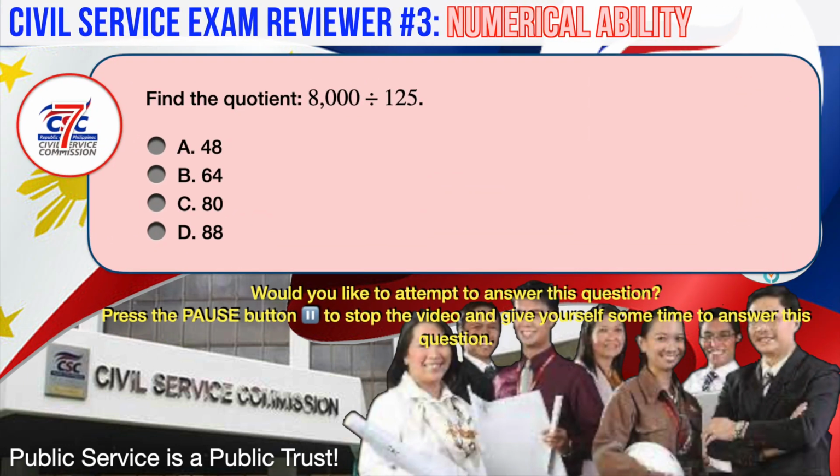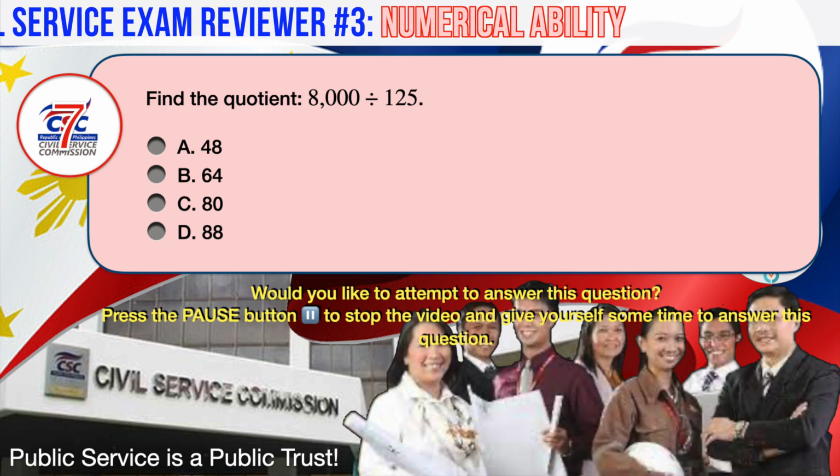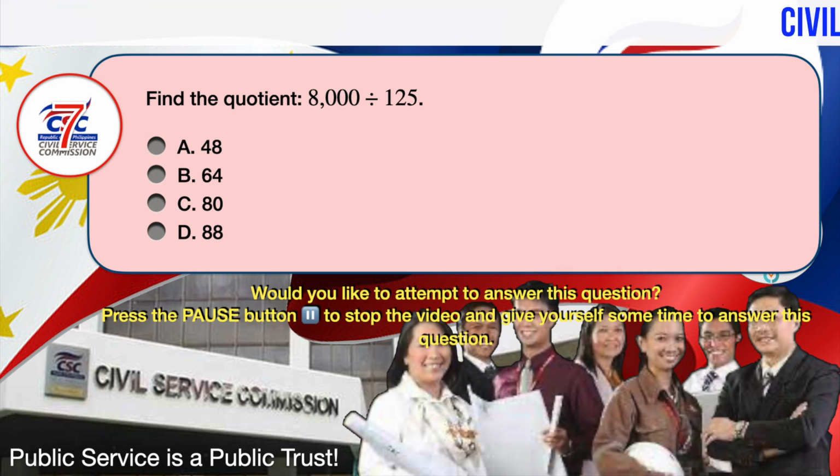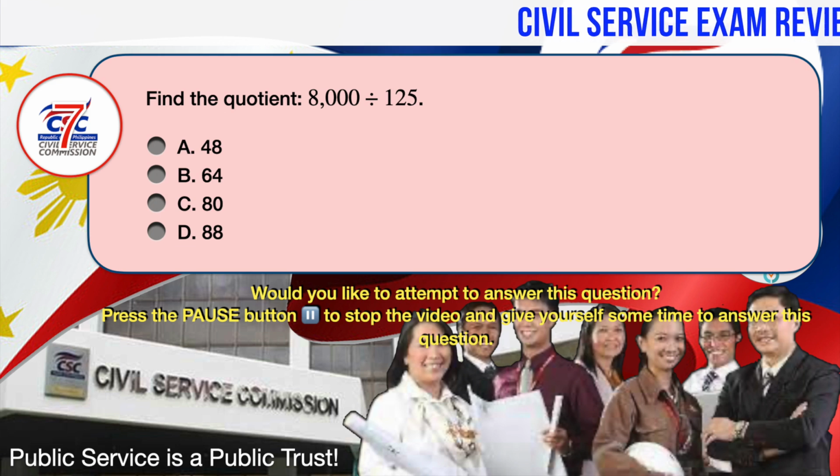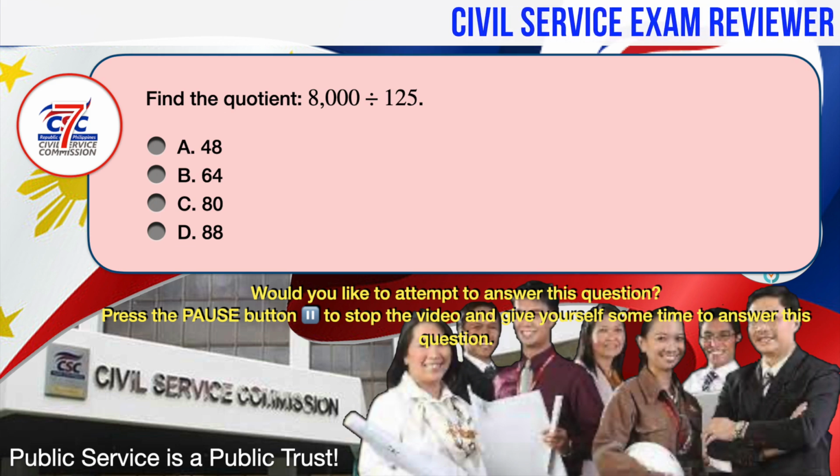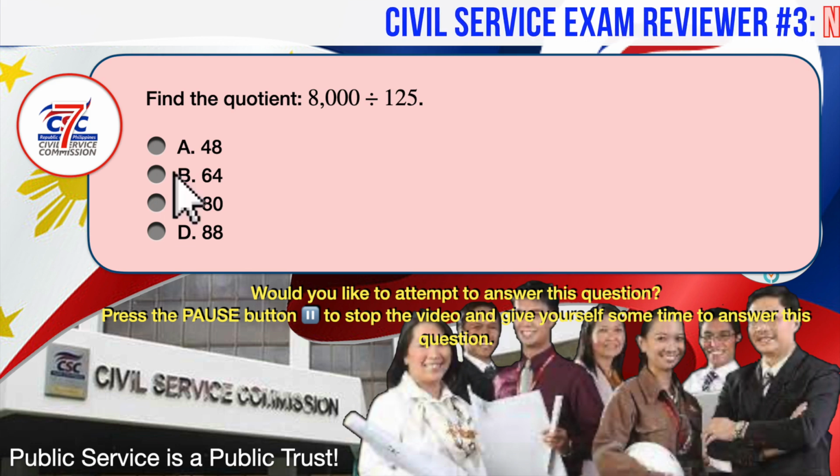Question number 7. Find the quotient. 8,000 divided by 125. A. 48. B. 64. C. 80. D. 88. The correct answer is B.